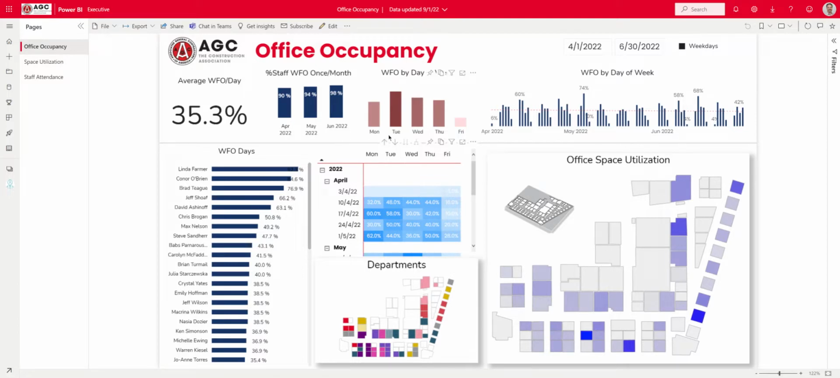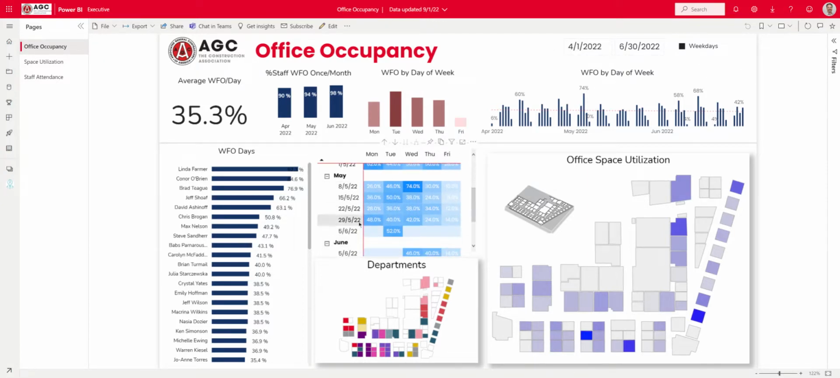The days of the week in which we can expect to see more people at the office, and how that pans out in the time period that we have selected. Again, for this time period, we can see a calendar, and for each single day, we see the percentage of staff that has been in the office that day. And here we have a detail by staff member.